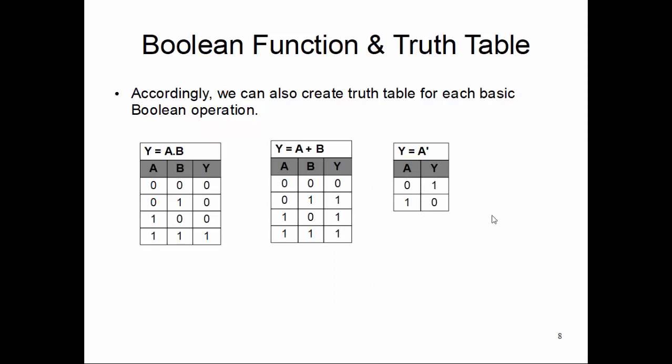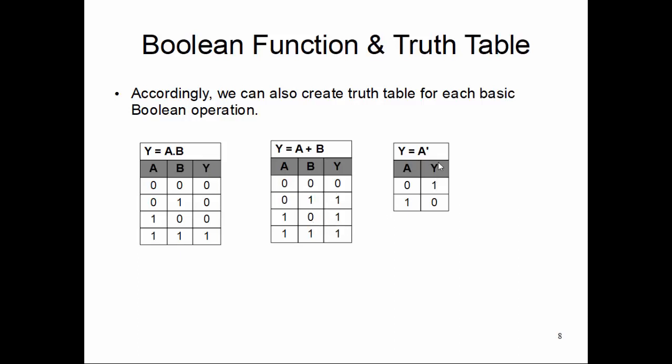Now accordingly, we can also create truth tables for the basic Boolean operations. If it is an AND, then you will see the AND function, if you recall, 0, 0 is 0. So basically the outcome is always 0, except if my related variables are both true, or both have the logical value 1. OR is a different thing: it is only 0 if both of them are false, or both of them have the 0 value, otherwise it's true.